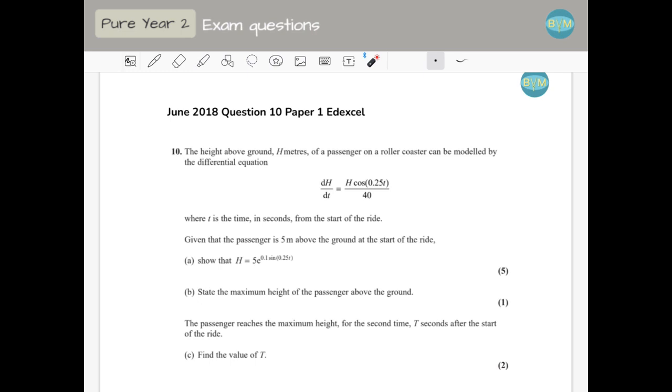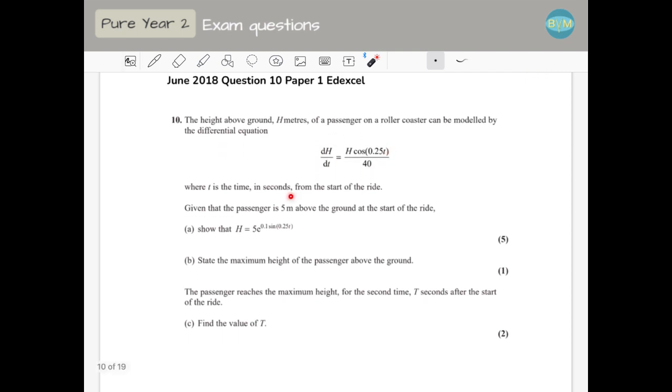Hello, this is question 10 on June 2018 paper 1 from Edexcel. You have the height above the ground, h meters, of a passenger on a roller coaster can be modeled by this differential equation, where t is the time in seconds from the start of the ride. Given that the passenger is 5 meters above the ground at the start, so when t is 0, we have to show that h is this function here.